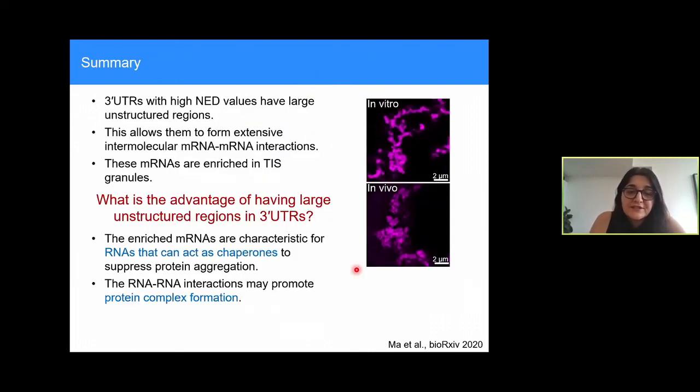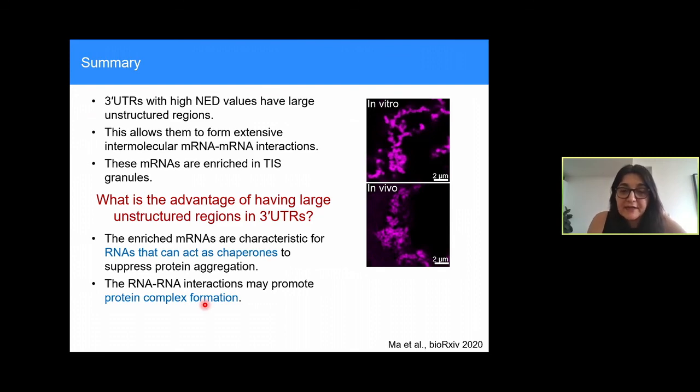So what is the advantage of having large unstructured regions in 3' UTRs? We currently think that these RNA-RNA interactions that occur in TISC granules might promote the formation of protein complexes, because the 3' UTRs can physically interact and bring the translating ribosomes together. The other function of having large unstructured regions in 3' UTRs is that we think that these are typical for RNAs that can act as chaperones, and this might suppress protein aggregation. And we have more evidence for that. So we are currently looking at how TISC granules can suppress protein aggregation and how granules can promote protein complex formation.